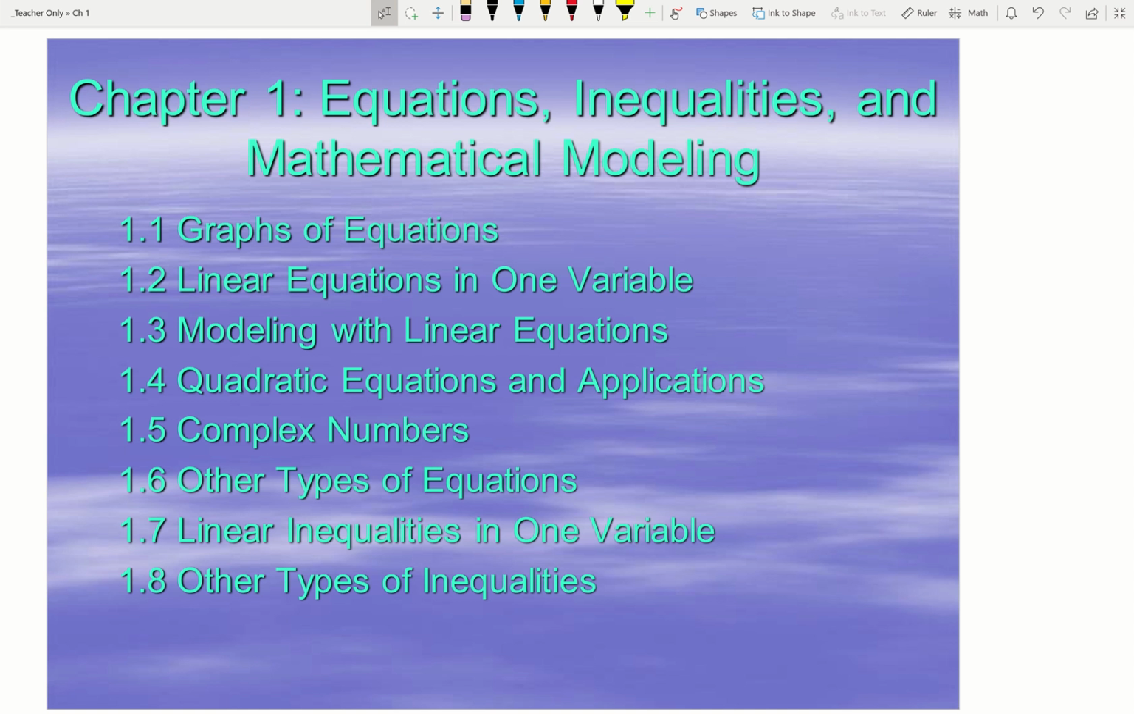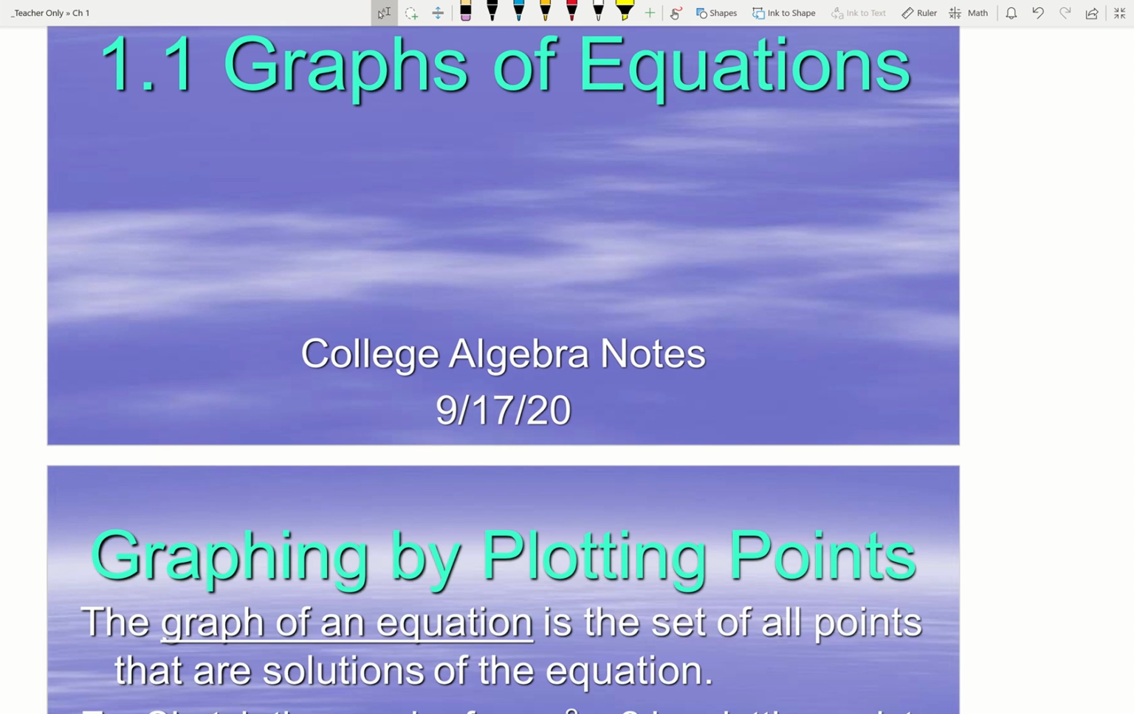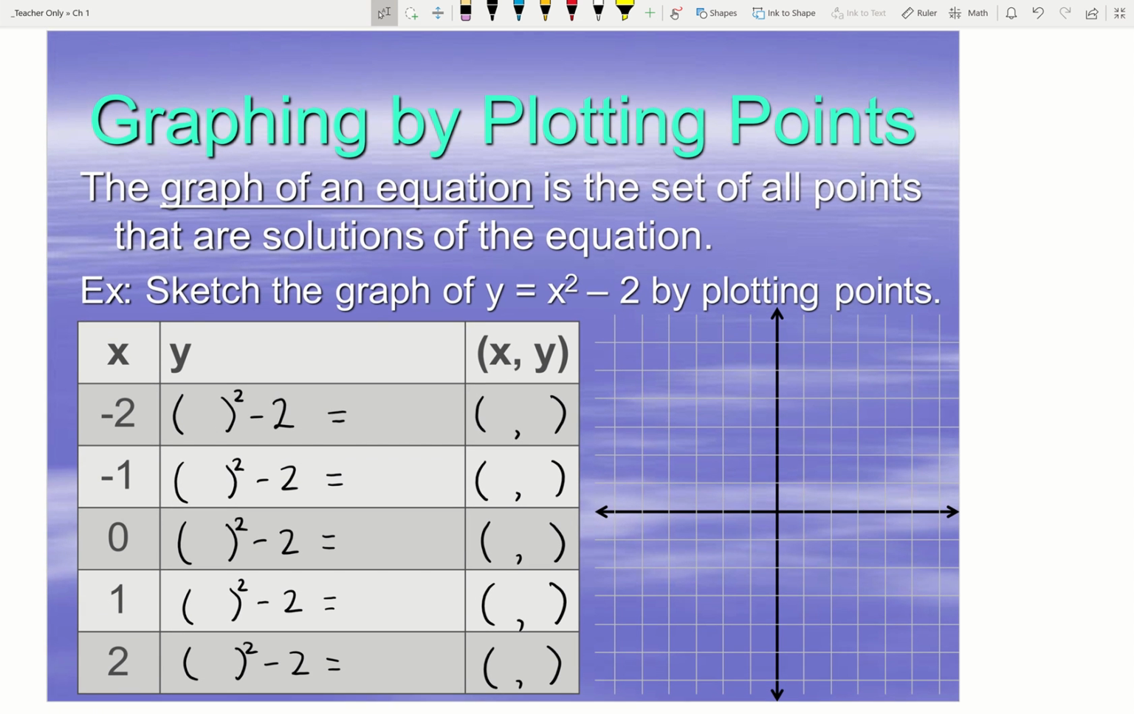So let's go ahead and get started here with our 1.1, and that is of course graphs of equations. In this video we just want to give you a general sense for how to go about thinking about graphs of equations, right? What are the key characteristics of graphs that you need to know? And what are some other things that we can be doing to help make more sense of graphs in the future? So let's just start with a basic, what is a graph?